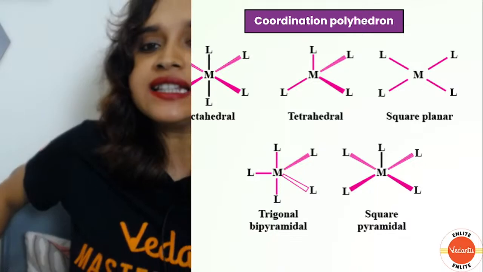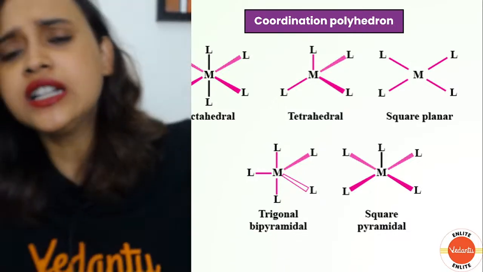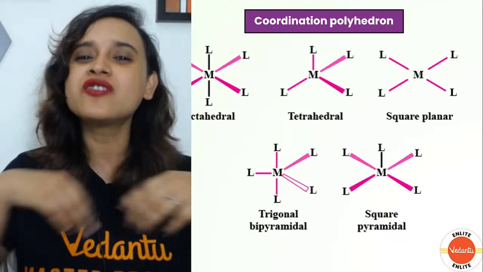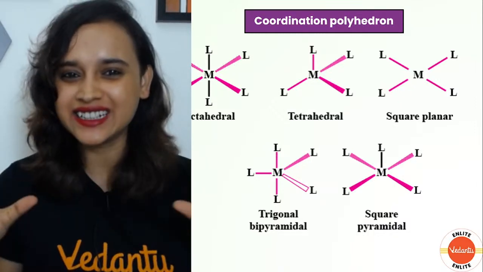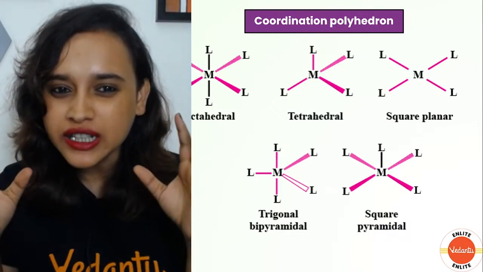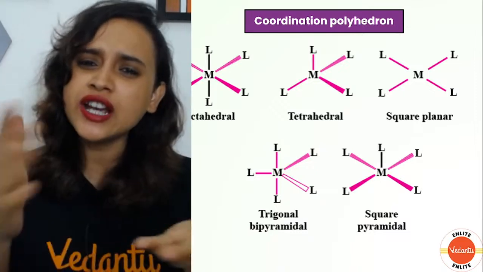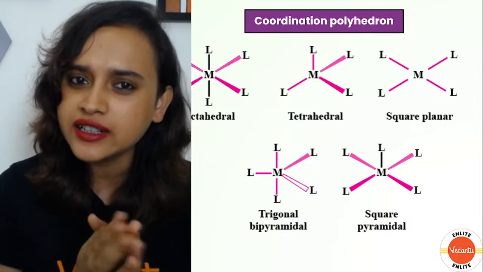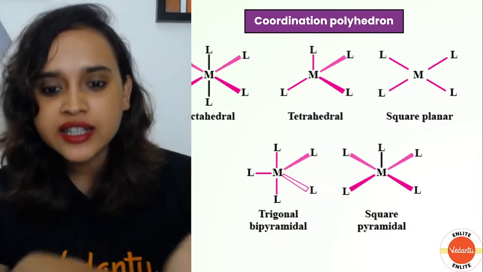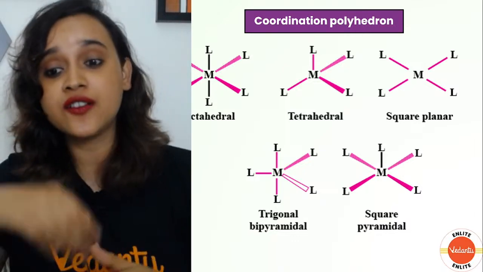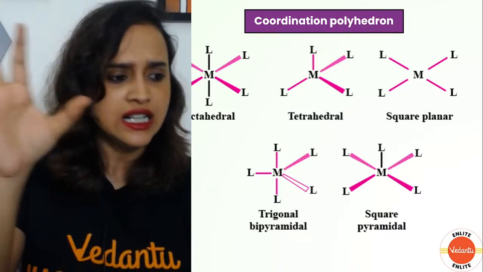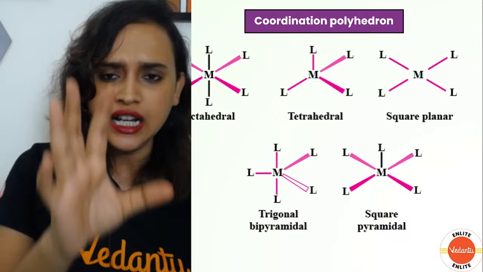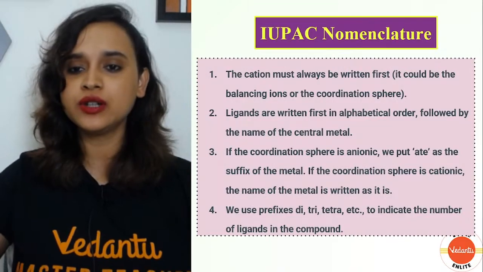Okay. Now this is how. Coordination compounds also have a geometry. It's a 3D thing, right? You can't imagine them to be 2D. They are all 3D, so they have different geometries. They have octahedral, tetrahedral, square planar, trigonal bipyramidal, square pyramidal, right? They have all of these geometries, which we will come back to after some time.